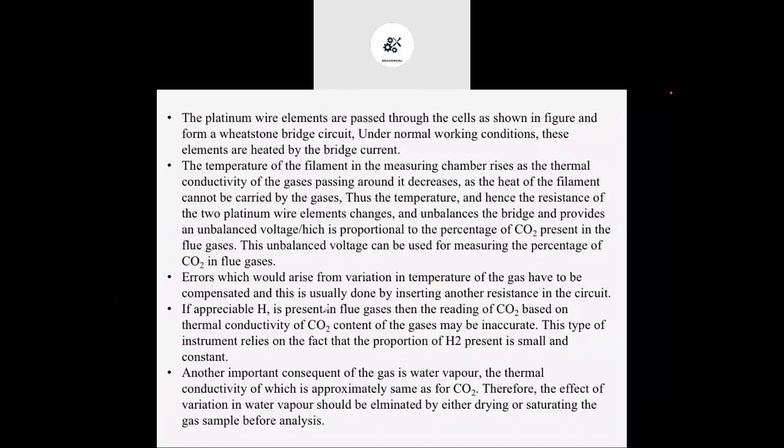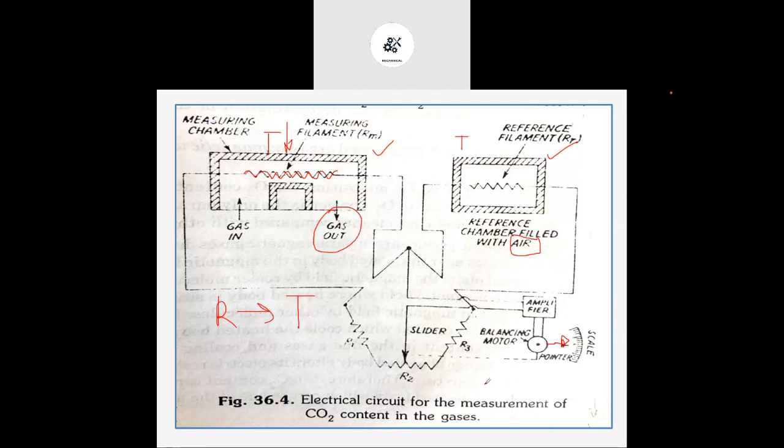Now, if we consider the ideal case, that is going to show you the exact amount of CO2. But in actual practice, what will happen? There are some drawbacks of this particular method. What are the drawbacks? If appreciable hydrogen gas is present inside the flue gases, it will also show the same reading as per the CO2 content. So what will happen if even CO2 is not present, and only hydrogen is present inside the gas? In that case also, that particular meter is showing the wrong reading.